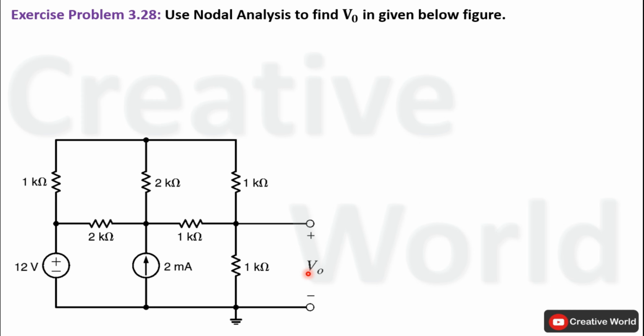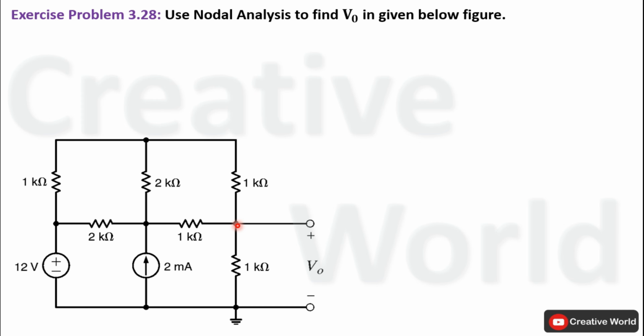This voltage V0 is appearing across this 1 kilo ohm resistance with respect to this reference or ground node. So whatever the value of voltage will be across this resistance, the same voltage will be appearing on this node as well. So we can say that we are interested to find this node voltage using the nodal analysis technique.